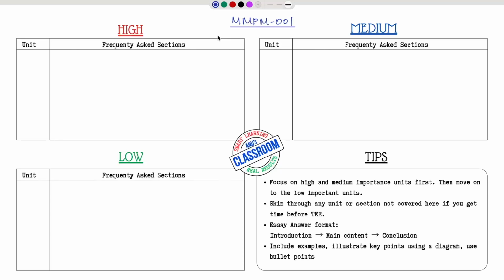So today we are going to talk about the most important units and sections of MMPM 1 for the 2025 December term end examination. So what is MMPM1? It is consumer behavior. This is a course that explores the psychological and social influences on why exactly consumers make purchase decisions, from say perception or motivation to group influences as well as decision process. So this course is part of third semester.